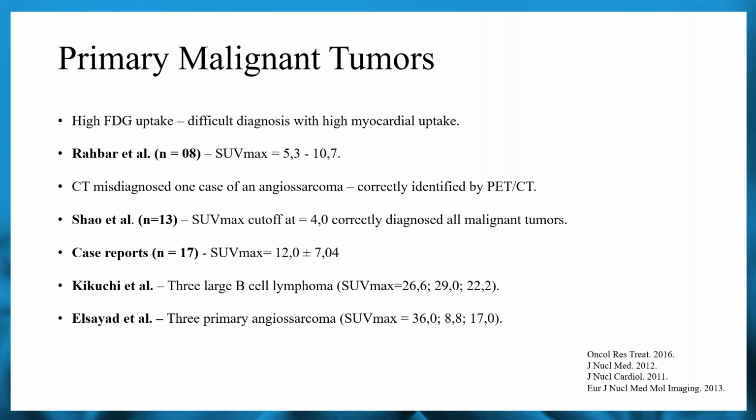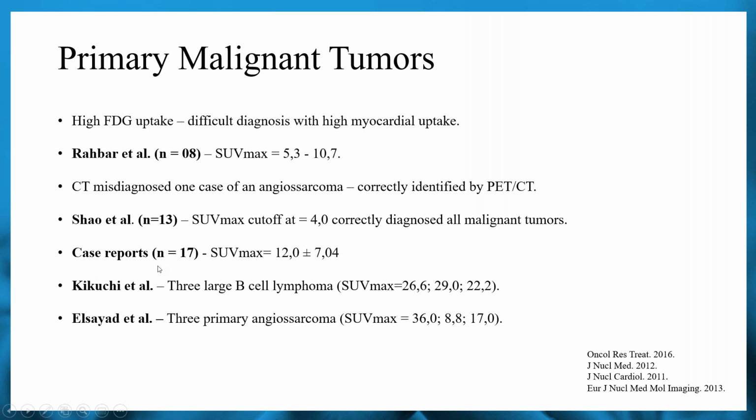In the Rabar study, there were 8 primary malignant tumors with a SUVmax ranging from 5.3 to 10.7, and using only the CT, he misdiagnosed one case of an angiosarcoma, which was later correctly identified by the PET-CT, presenting high FDG uptake. The Shaw study had 13 patients with malignant tumors, and with his cutoff at a SUVmax of 4, he correctly diagnosed all malignant tumors.